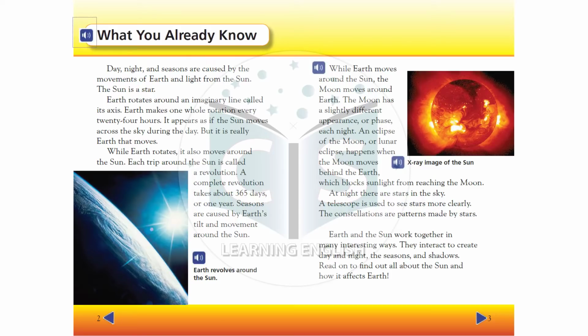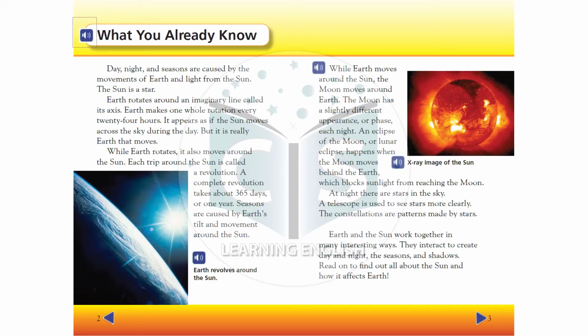What you already know. Day, night, and seasons are caused by the movements of Earth and light from the Sun. The Sun is a star. Earth rotates around an imaginary line called its axis. Earth makes one whole rotation every 24 hours. It appears as if the Sun moves across the sky during the day. But it is really Earth that moves.